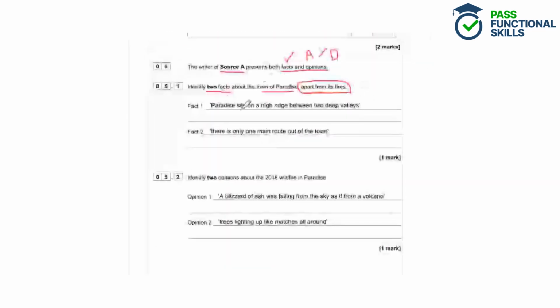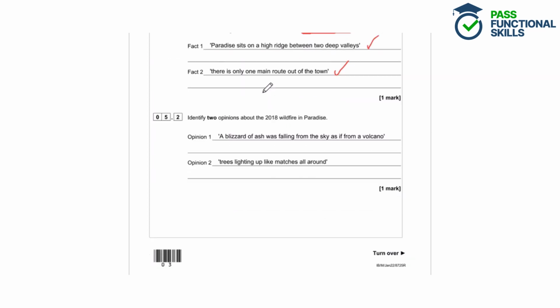Okay, so the student's written here for a couple of facts that Paradise sits on a high ridge between 2 deep valleys. Now, that is a fact. You can't dispute that. You can't disagree. So that's a good answer. And then the other fact that they've written is there's only one main route out of town. Now that's also a fact. We can't disagree. That is just true. It's just a fact there.